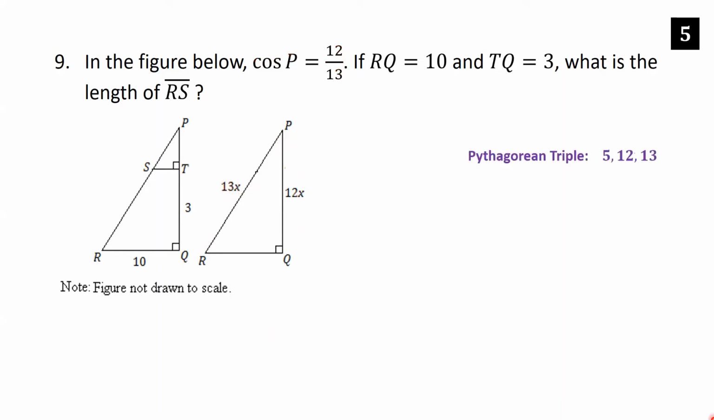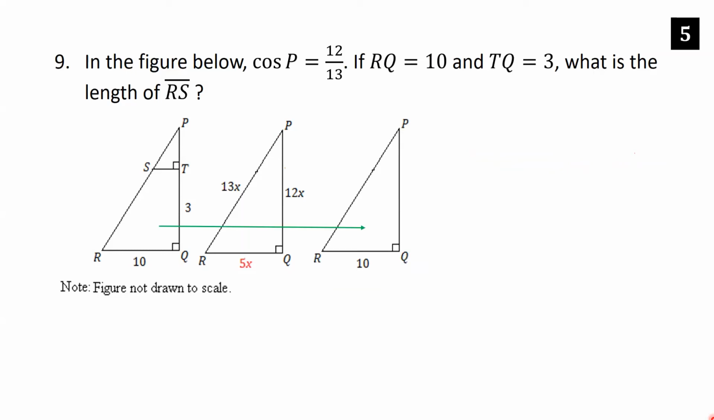Okay, and then once again, I'm going to use this Pythagorean triple 5, 12, 13, and multiply each of those numbers by x to get 5x, 12x, 13x. So we know that RQ is 5x.